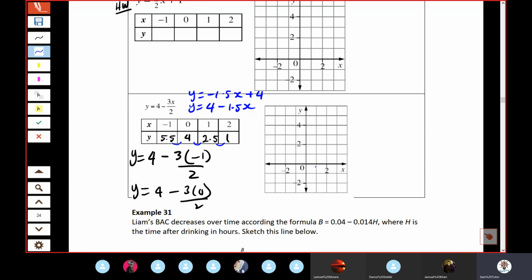Okay, and then negative 1 and 5.5. So 5 is there, 5.5 somewhere there. 0 and 4, 1 and 2.5 somewhere there, and 2 and 1 somewhere there. Draw your line, and we're done. Nothing too complicated. Any questions there? No. Good. Very good.